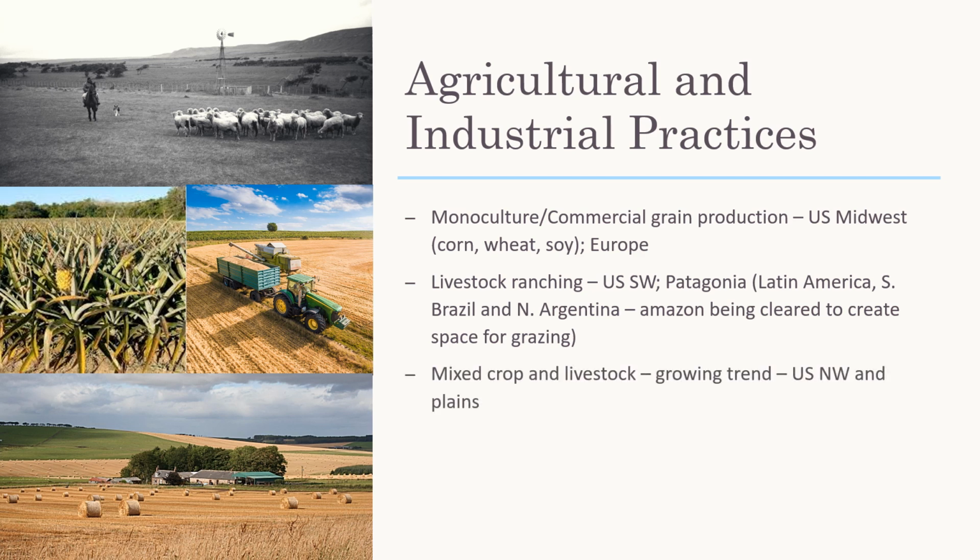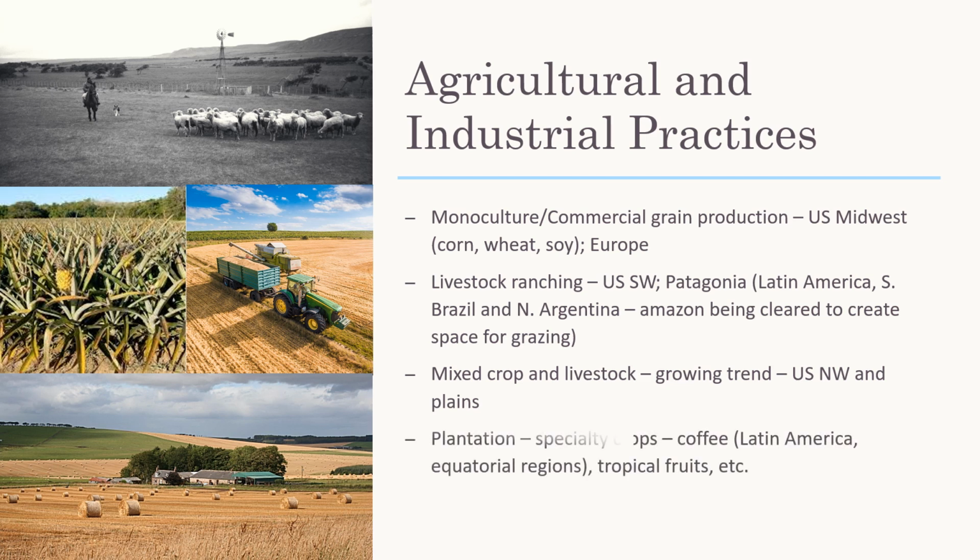The other thing that we see is mixed crop and livestock. So if you remember back to sustainable, they had the guinea hogs. That's where they were mixing their crops. They were able to take leftover crop and feed it to the livestock, use the livestock byproduct, poop, as fertilizer in the next season. And that is a growing trend in the U.S. Northwest and in the Plain States.